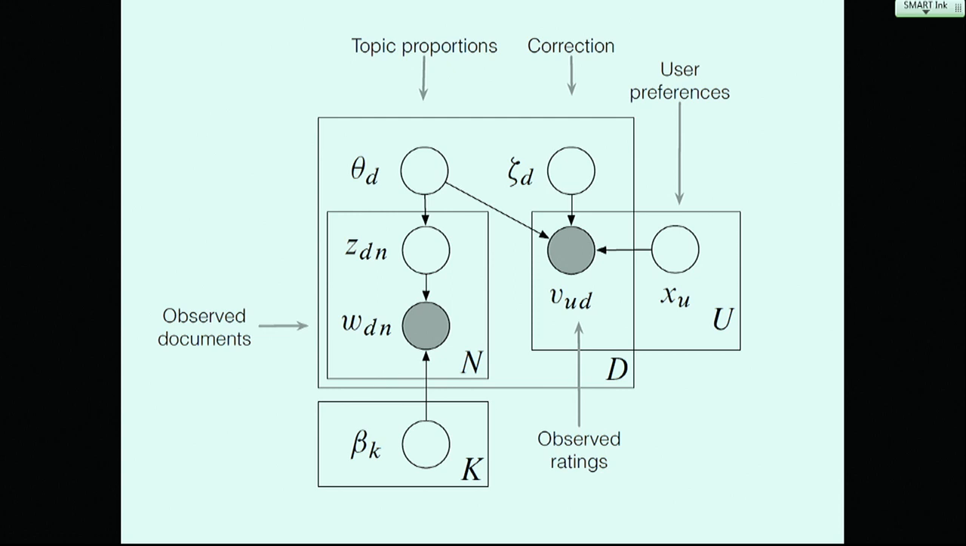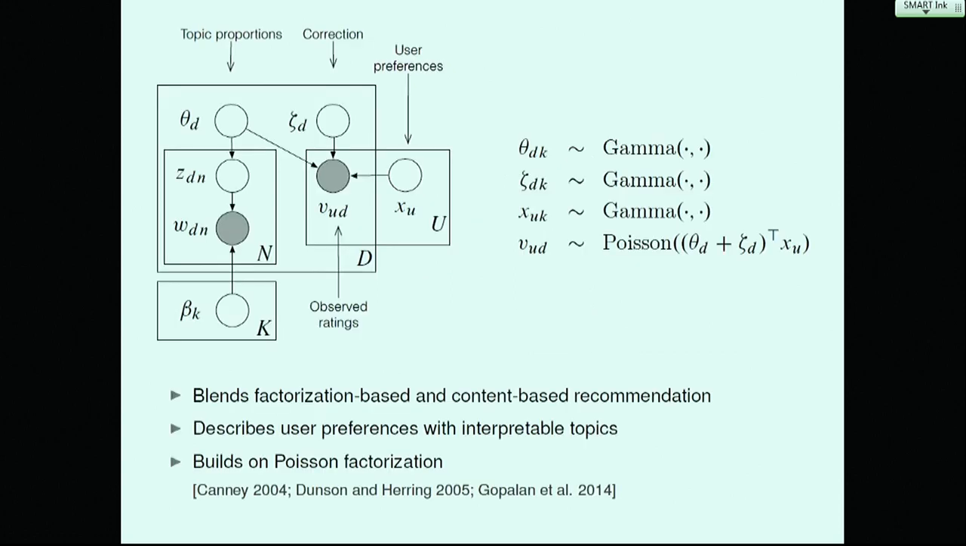Okay, so the critical piece here is that V_ud depends on theta D, but theta D also describes the words. Zeta D only influences V_ud. And so whatever theta D can't explain in the data, zeta D picks up. Those are those red spikes. In particular, V_ud comes from a Poisson whose parameter is an inner product of theta D plus zeta D. Statistics plus whatever this free variable is.